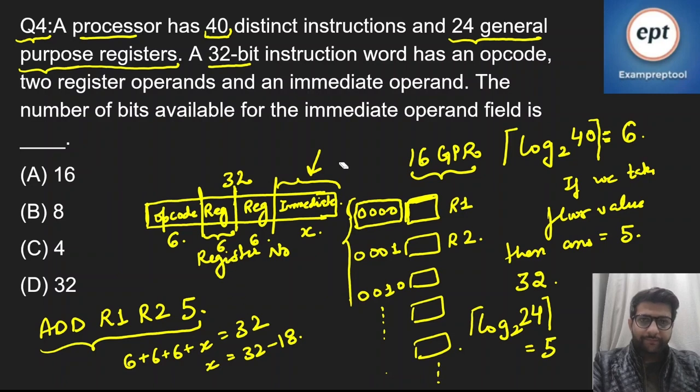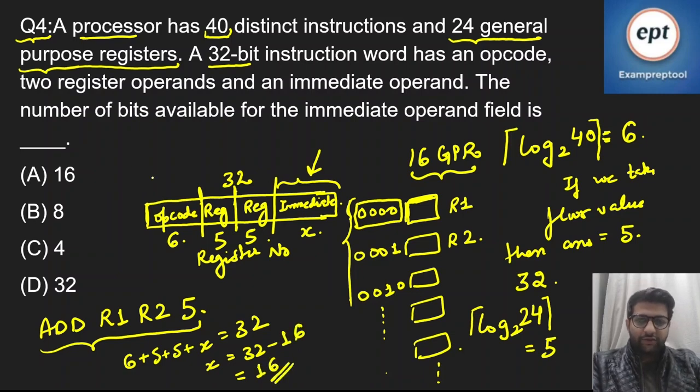Sorry, this will not be 6, this will be 5. We calculated the number of bits for a register as 5. So this will be 6 plus 5 plus 5, and that will be 32 minus 16, which is 16, right? So the number of bits required for the immediate operand is 16, right?